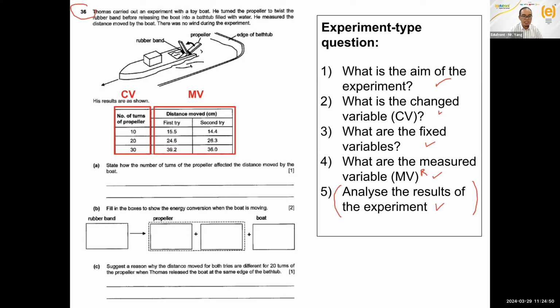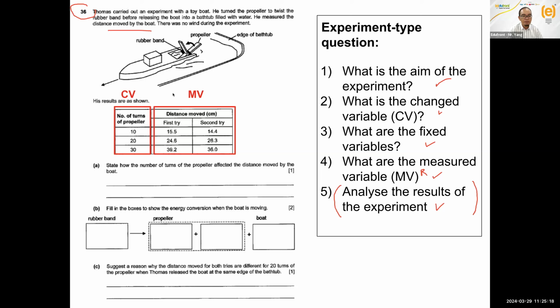Some of you have just learned the topic of energy conversion, which is a P6 topic. Okay, now let's analyze here. If you look carefully at this question, the aim of the experiment is not clearly given. They say that Thomas carried out an experiment with a toy boat. He turned the propeller to twist the rubber band before releasing the boat into a bathtub filled with water. He measured the distance moved by the boat. So there's no clear aim of the experiment, right?